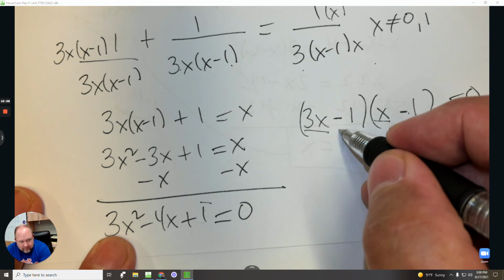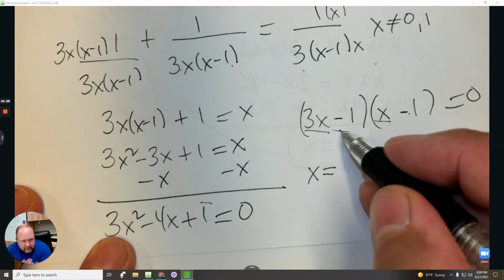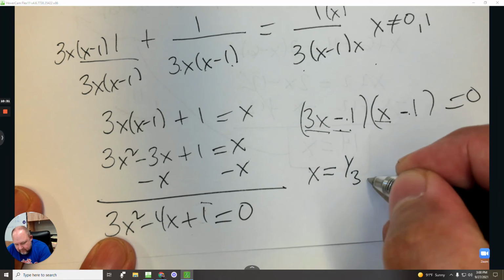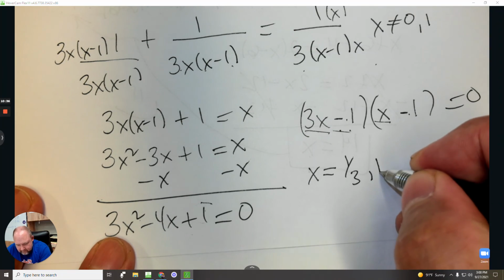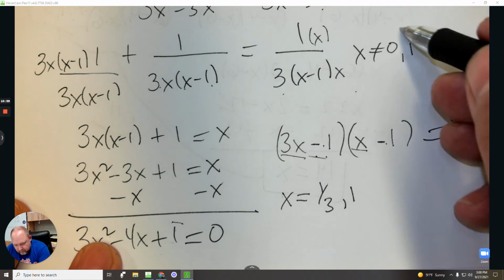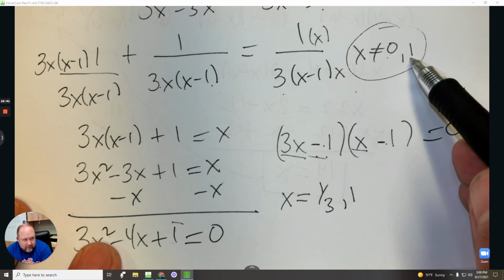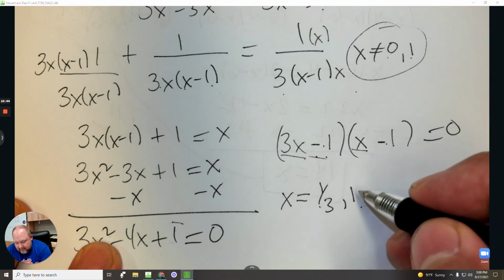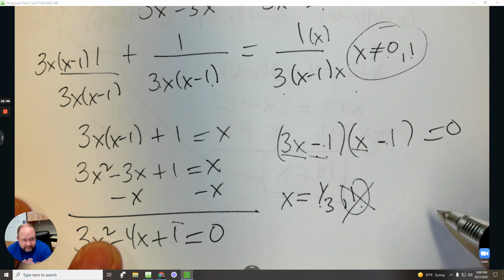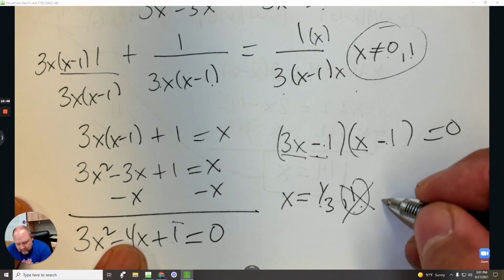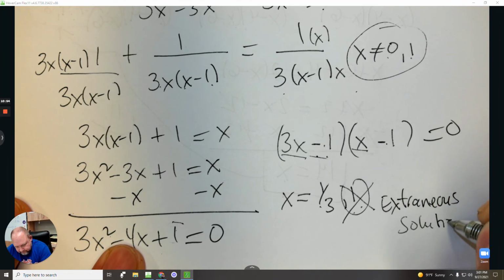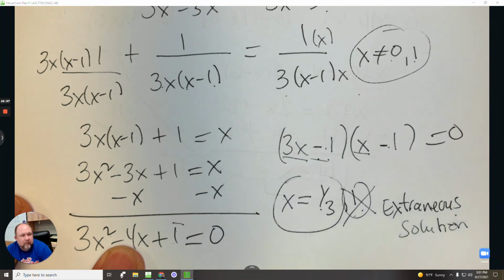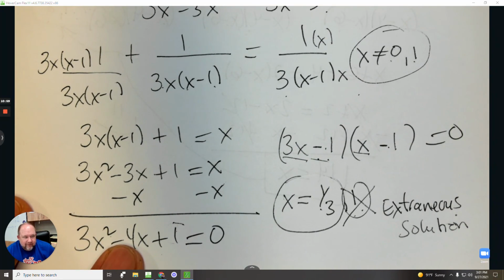If I look at the first factor, what's the 0 here? You add 1 and divide by 3. If I look at the second one, it's positive 1. At this step, we have to look at the restrictions. Are there any restrictions here that show up down here? And you can see that 1 needs to be crossed out. 1 is a restriction. That's called an extraneous solution. So the only solution that works here is 1/3. And 1 we cross out and we don't use at all.